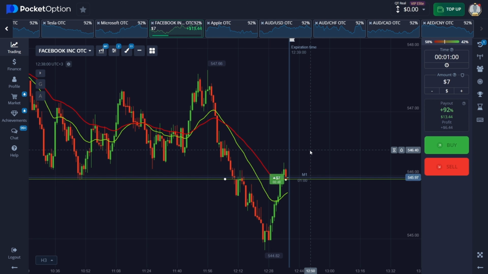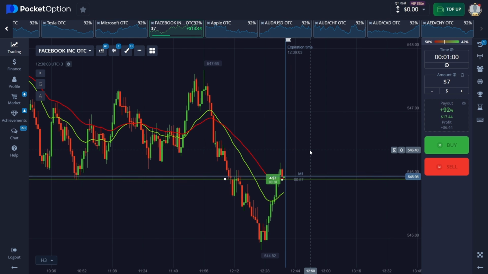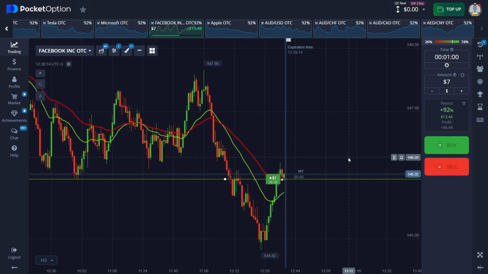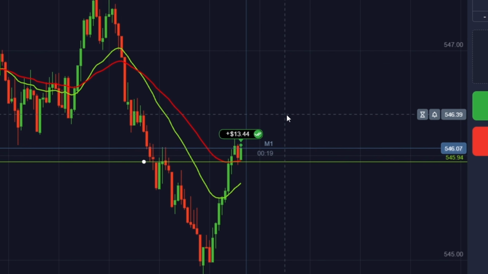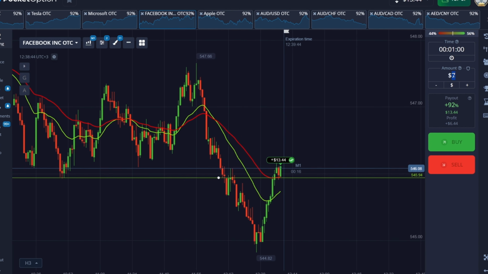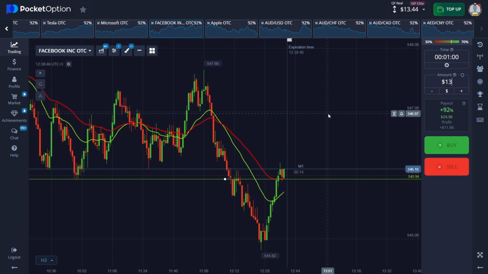I hope you gained some insight into this trade and why I made that decision. This was a retracement trade. I have already explained these types of trades in our course. It's almost a win. Yes, it's a win. We won our first trade of $7, so now my balance has turned into $13.